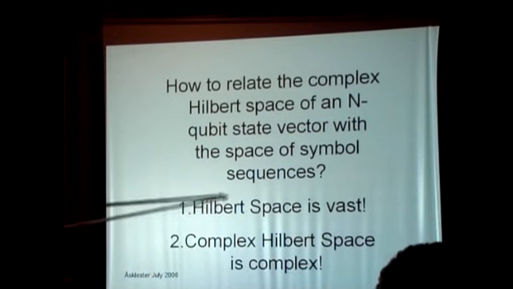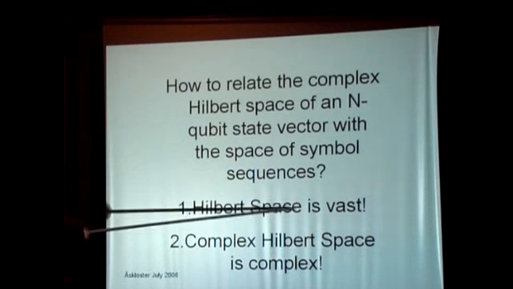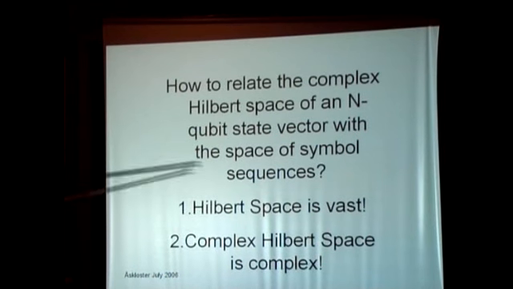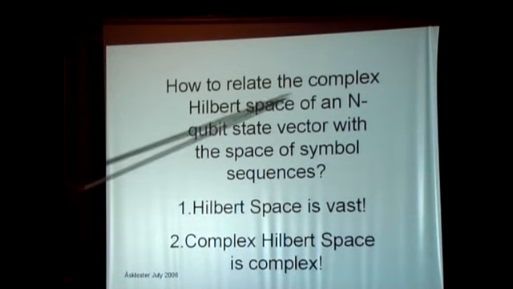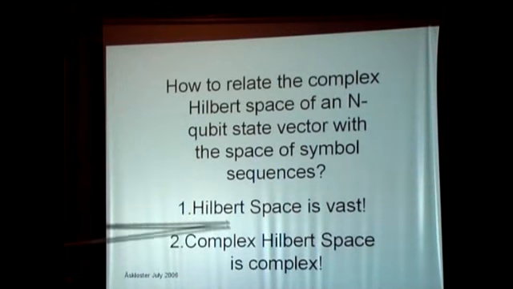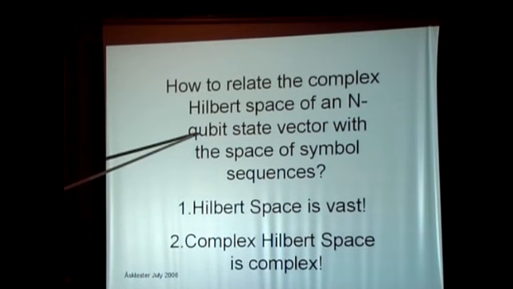Two points I want to make about Hilbert spaces: as people often say, Hilbert space is vast. An n-qubit state vector has a 2 to the n dimensional Hilbert space. And the second thing is complex Hilbert spaces are complex. They have imaginary numbers. So how to encode or incorporate these two key ideas into this notion that we could possibly write a quantum state vector by a symbol sequence.